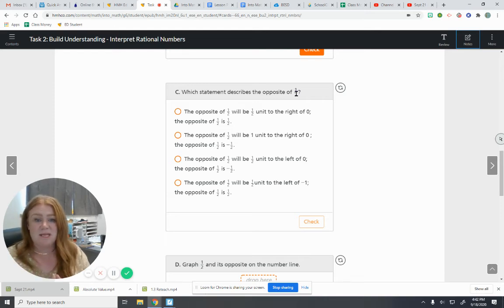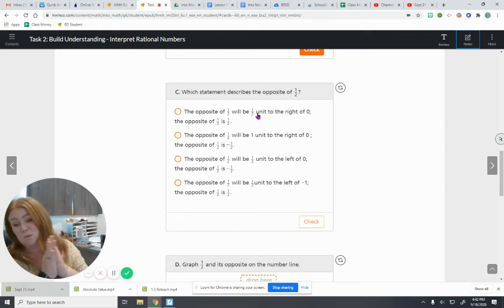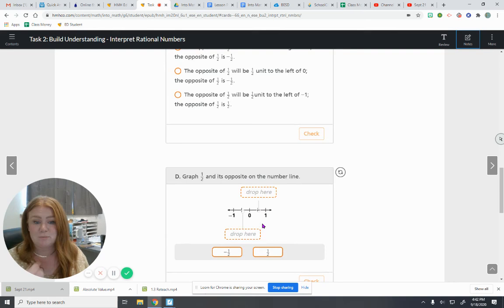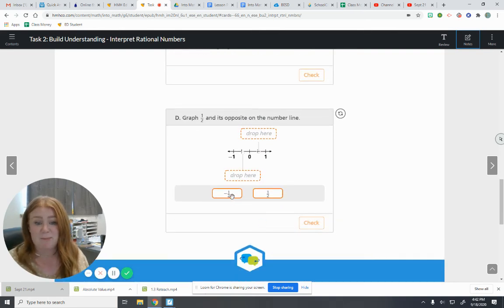So the opposite of 1/2 will be 1/2 unit. We want to get negative, so we need to go to the left of 0. So we're going to go to the left of 0, 1/2 unit. Read through and see which one tells us to go 1/2 to the left of 0. Okay, and then you're going to drop 1/2 and negative 1/2 on the number line. Negatives go to the left, positives to the right.